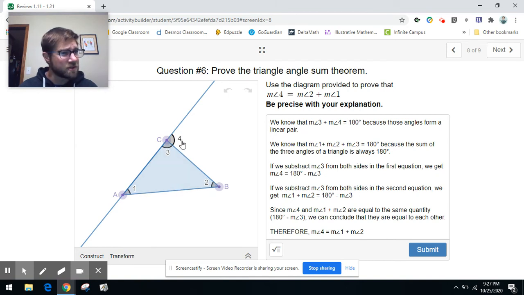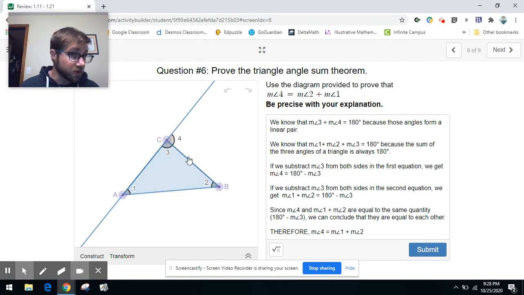Sometimes I see people try and do something like this. They'll say 4 and 3 and 1, since they're all on the same straight line, add up to 180. That doesn't work. When you talk about linear pairs, it's got to be just two things that are side by side, and they have to go all the way across a straight line together. Like here's half of a circle. That's 180 degrees. Anyway, so 3 and 4 make 180.